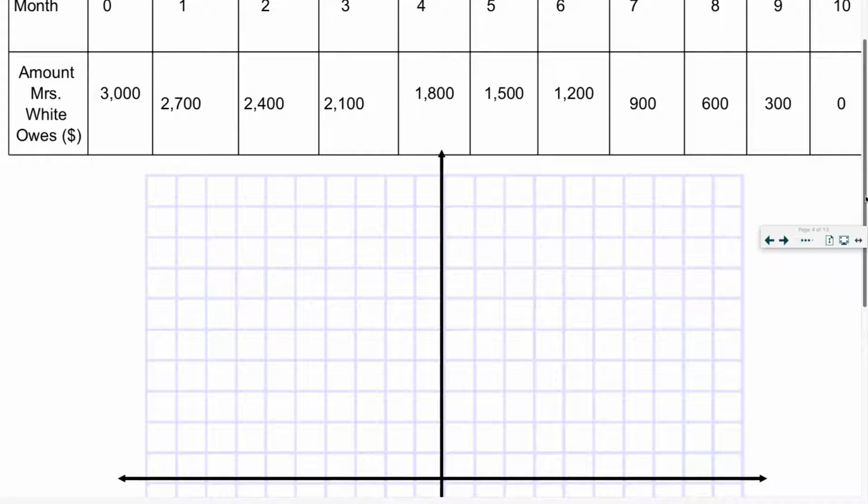Okay, so how can we set this up then? What's our x-axis going to be? What's our y-axis? What's the first coordinate we can plot on this line? 0, 3,000. Good, 0 and 3,000. Where would you put that? Think about what the coordinates represent. Go ahead. On the y-axis, perfect. All right, 0, 3,000. And then what?